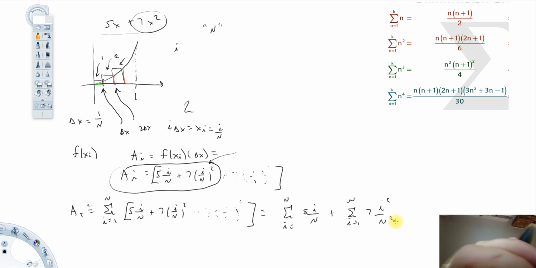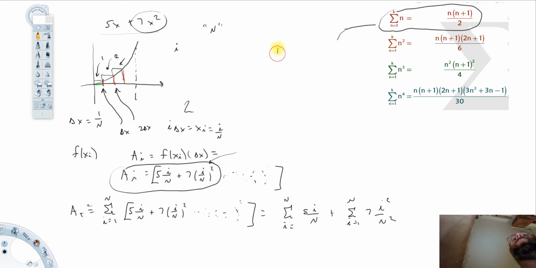Now, here's where these summation formulas come in. I just took these off the internet. We're going to use this one, the sum from n equals 1 to k of n. Okay, we've got different variables, so I'm going to write this in the language I've been using. The sum from i equals 1 to n of i is equal to n times n plus 1 over 2. All I did is rewrite that formula in terms of the variables I'm using down here.